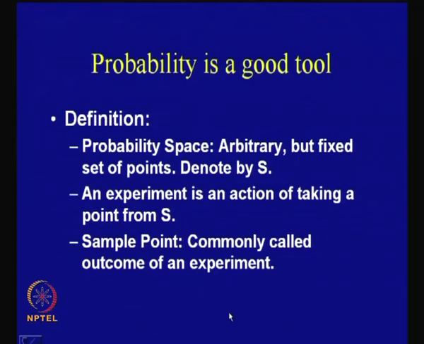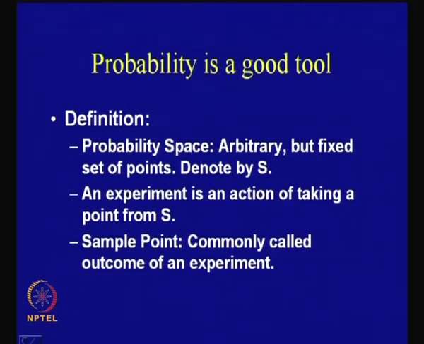So probability is a good tool, a proof tool which helps us to analyze the ciphers. So let us try to make the concepts a little bit more well defined. Imagine that there are some important definitions. One of them is the probability space. The probability space is a fixed set of points, which is arbitrary, but it is often denoted by S.